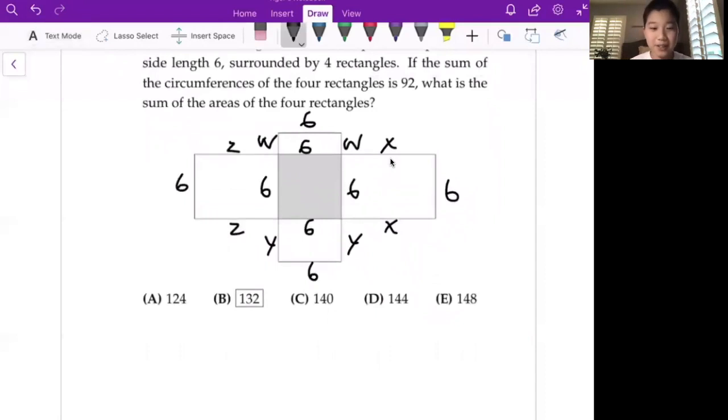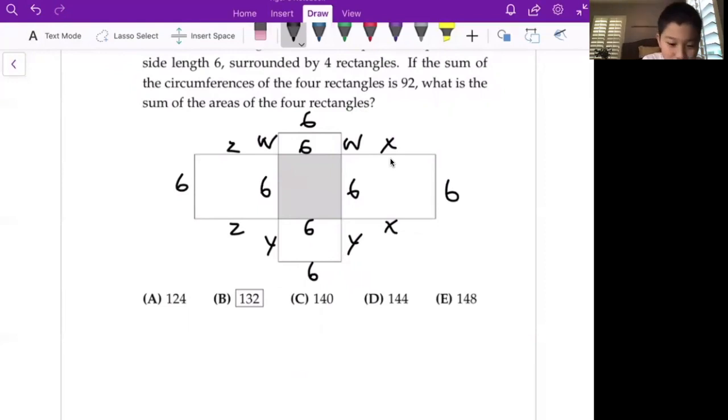So what you're given is the sum of the circumferences. That should probably be the perimeters of the 4 rectangles is 92. What is the sum of the areas of the 4 rectangles? Yeah, not circumference, it's perimeter. 92 is equal to the perimeters of each of those 4 rectangles.